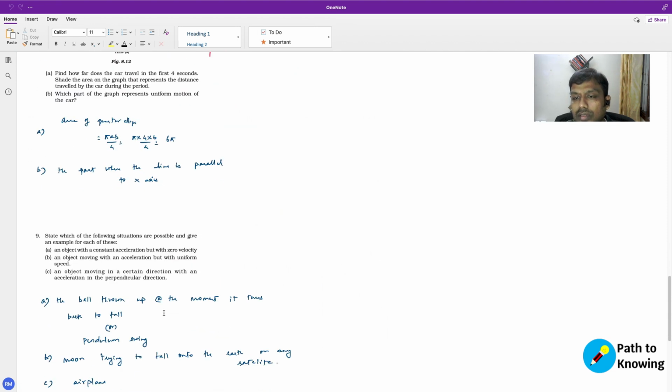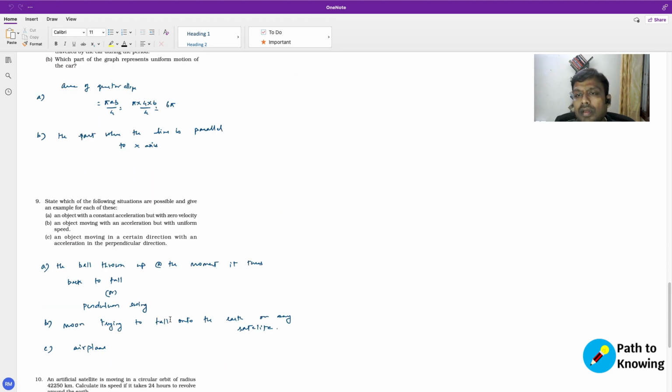Let's go to the next one. State which of the following situations are possible and give an example for each of these. An object with a constant acceleration but with zero velocity.